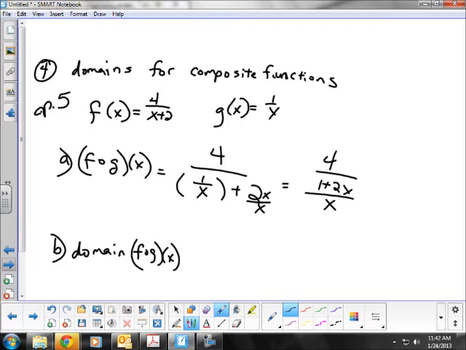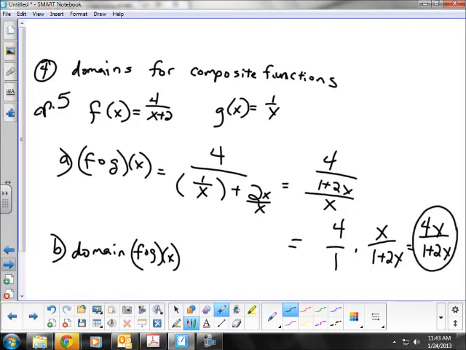And now the way complex fractions work is once you get the denominator so it's just one fraction, you just bring it to the top and multiply. So this becomes 4 over 1 times x over 1 plus 2x. So you just get 4x over 1 plus 2x. Okay? That's F composed G of x in the form that it's going to be in the back of the book when you check your answers or on a multiple choice test.